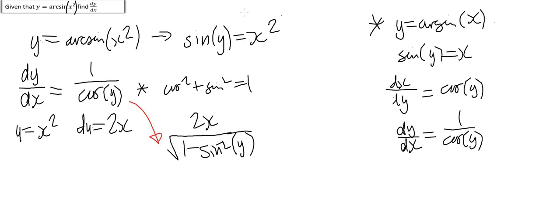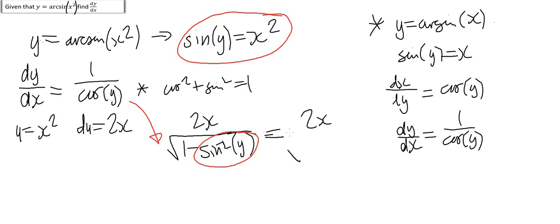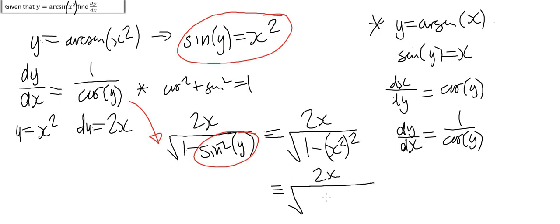Now, I've got sine y is equal to x squared. So my sine squared y is going to become x squared all squared. So it's 2x over the square root of 1 minus x squared all squared. So then that means it's 2x over the square root of 1 minus x to the power 4. And I am done. Okay, so it all relies on this differentiation of arcsine.